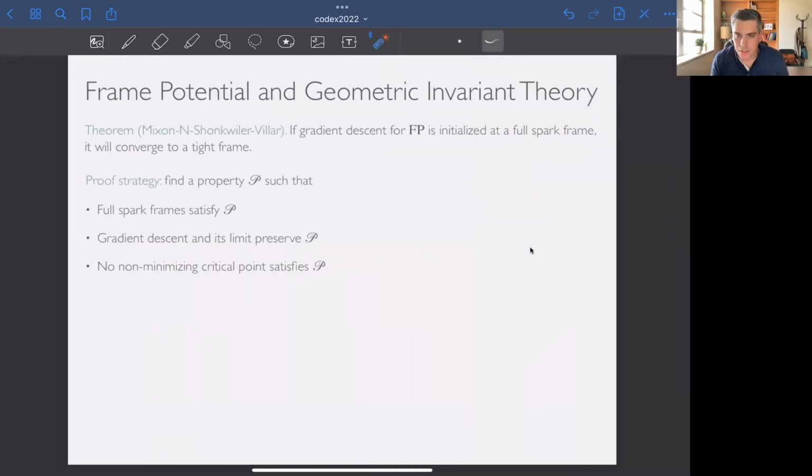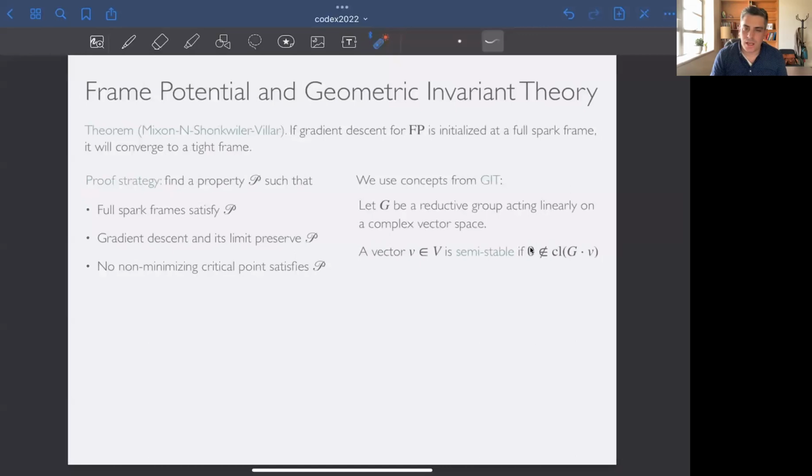Okay, so let me sketch the proof strategy at least. The general strategy is, I think, pretty generally applicable. We find some mystery property of a frame, such that full spark frames have that property. If I do gradient descent on something with that property, the property is preserved, and it's preserved into the limit. And a non-minimizing critical point does not have that property. Okay, so if I can find such a property, then that tells me exactly what goes on in the gradient descent process for this functional.